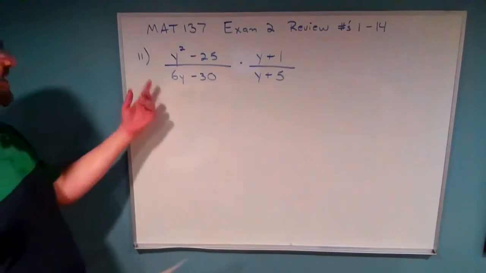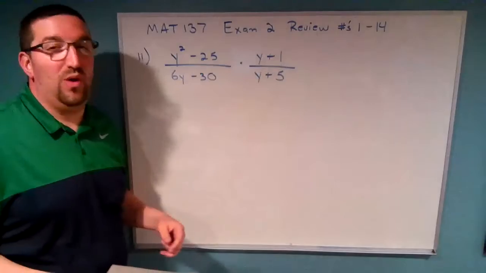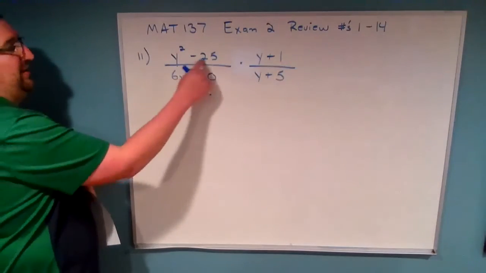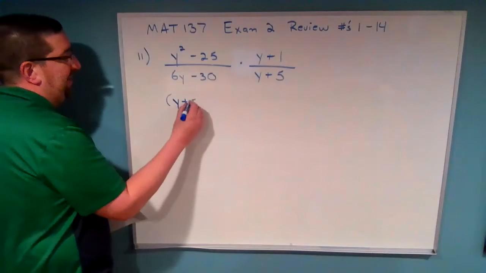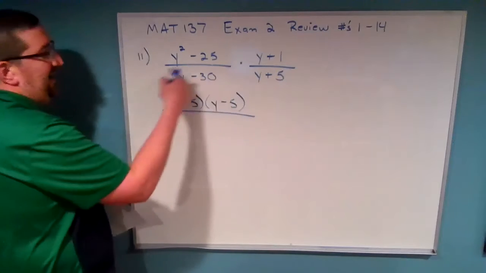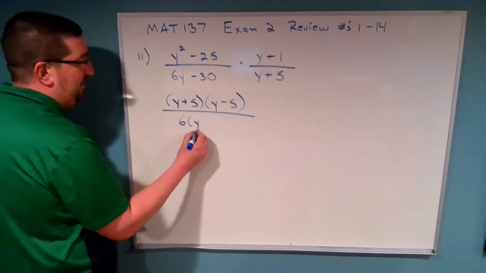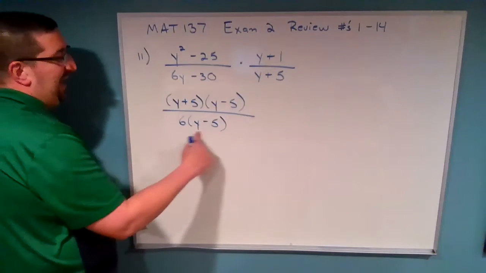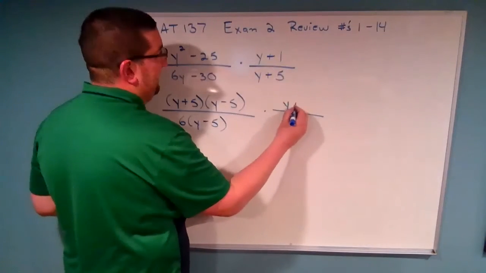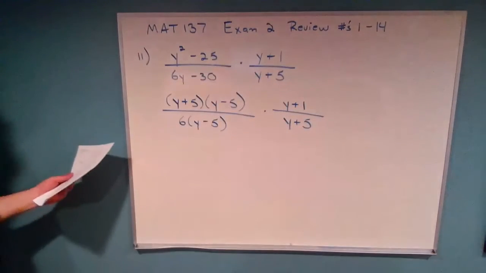Our last multiplication problem we have y squared minus 25 over 6y minus 30 times y plus 1 over y plus 5. Y squared minus 25, there's that difference of two perfect squares again. That becomes y plus 5 times y minus 5. Our denominator, 6y minus 30, we could factor by pulling out a GCF and making it 6 times y minus 5. Then that's going to be multiplied by y plus 1. Can't do anything with that, over y plus 5. Now we have to simplify.